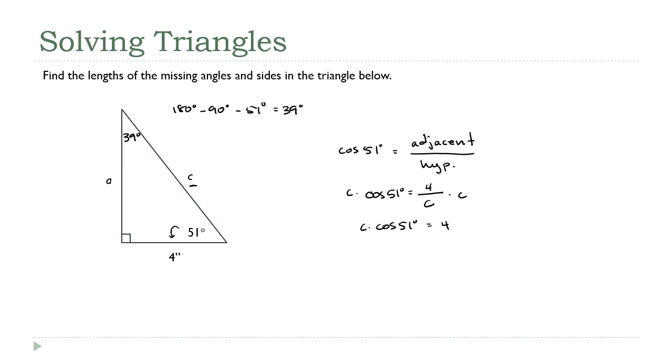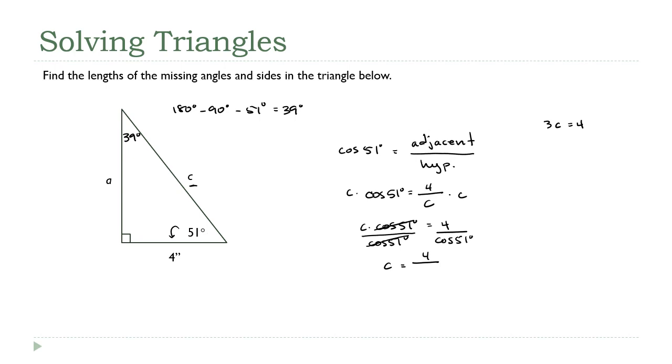In a minute, we're going to go to our calculator and we're going to put a number in there in its place. So if this were 3C equals 4, what would you do? You divide both sides by 3, by the number. I'm going to do the same thing here. I'm going to divide both sides by the cosine of 51 degrees. They cancel over here on the left, and we get C is equal to 4 over the cosine of 51.